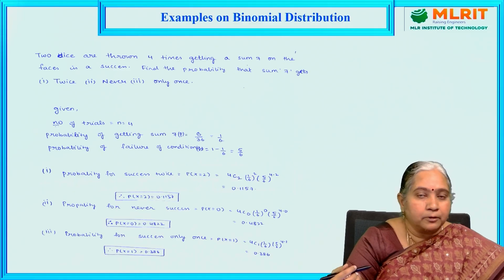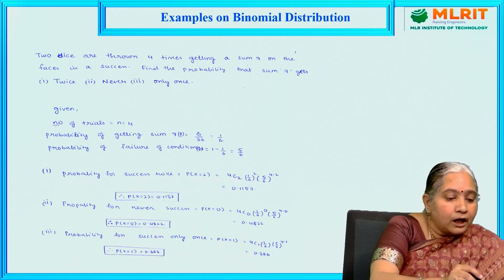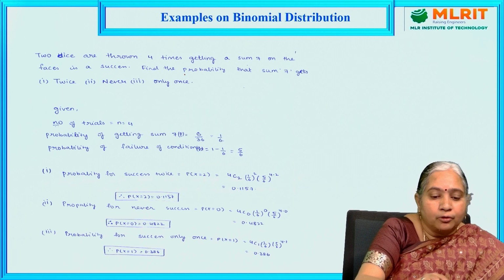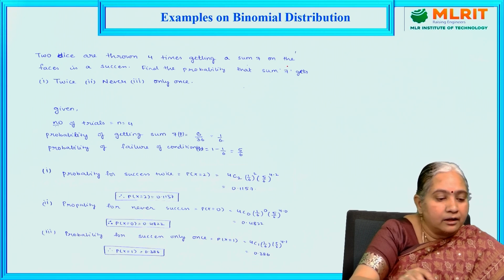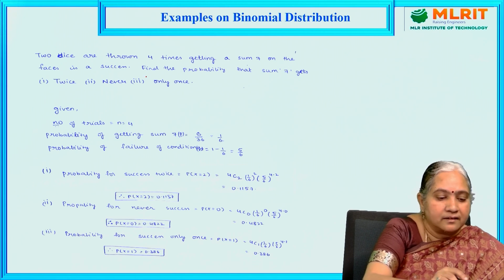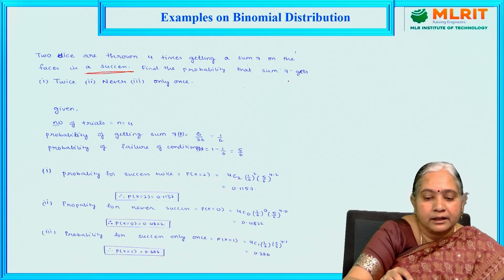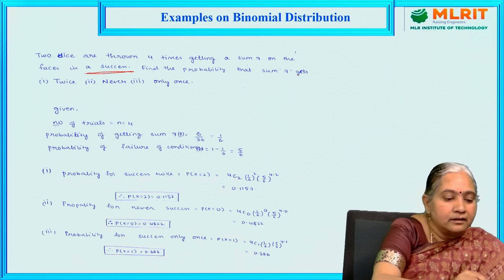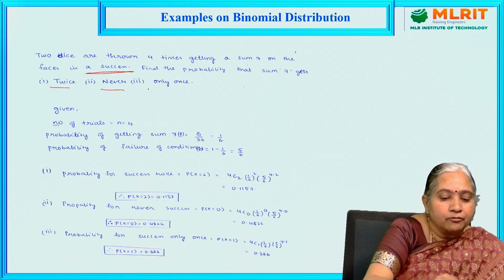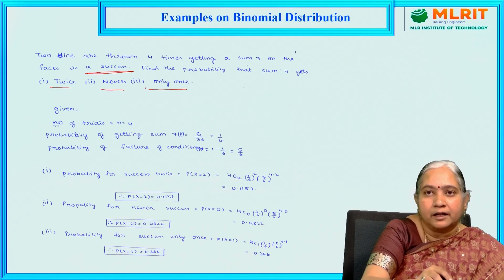The next example: 2 dice are thrown 4 times, getting a sum 7 on the faces is a success. So here the success event is defined. Find the probability that the sum 7 gets twice, never, only once. So these probabilities we have to find.